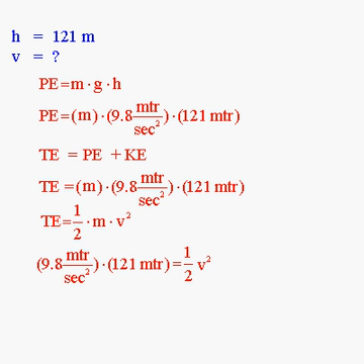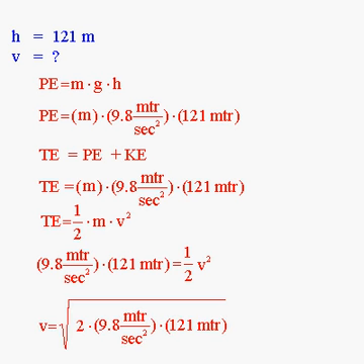Now solving the problem becomes a snap. All we have to do is solve for v. We multiply both sides of the equation by 2, then we take the square root of both sides of the equation. That gives us v equals the square root of 2 times 9.8 meters per second squared times 121 meters. When we work out the numbers, we get 49. The units work out to meters per second. So the speed is 49 meters per second.